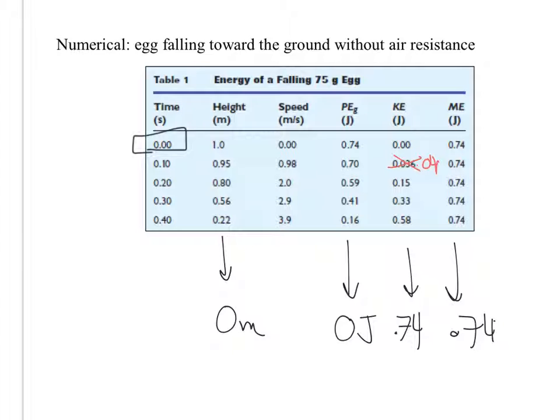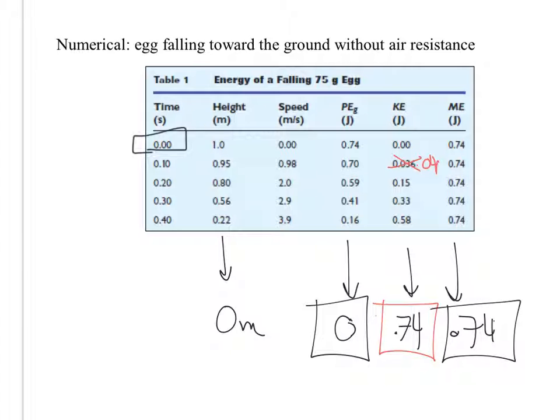Okay, when it gets to the ground, all the energy is kinetic. All the energy is kinetic the instant before it hits the ground. None of the energy is potential. Okay, zero potential, all kinetic. Therefore, when I sum them together, I still get 0.74.